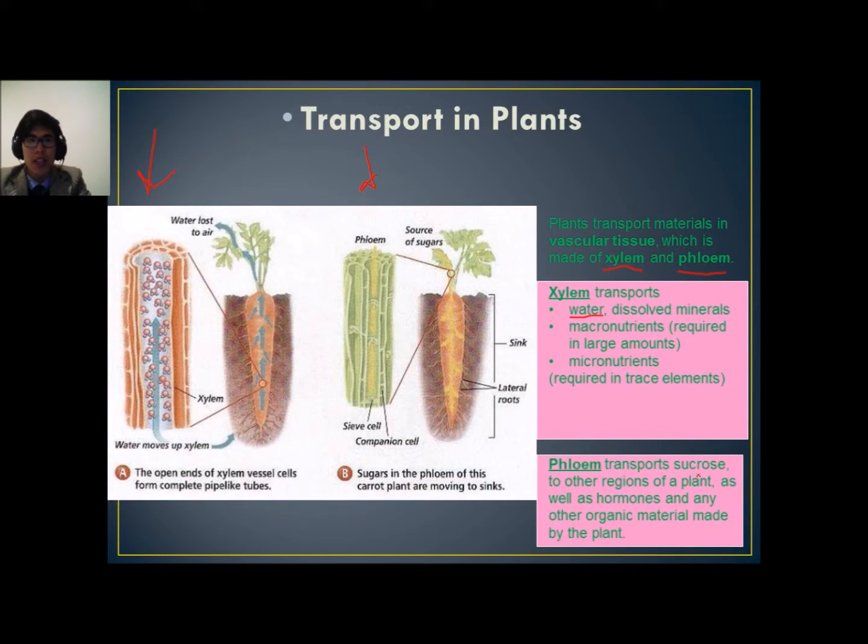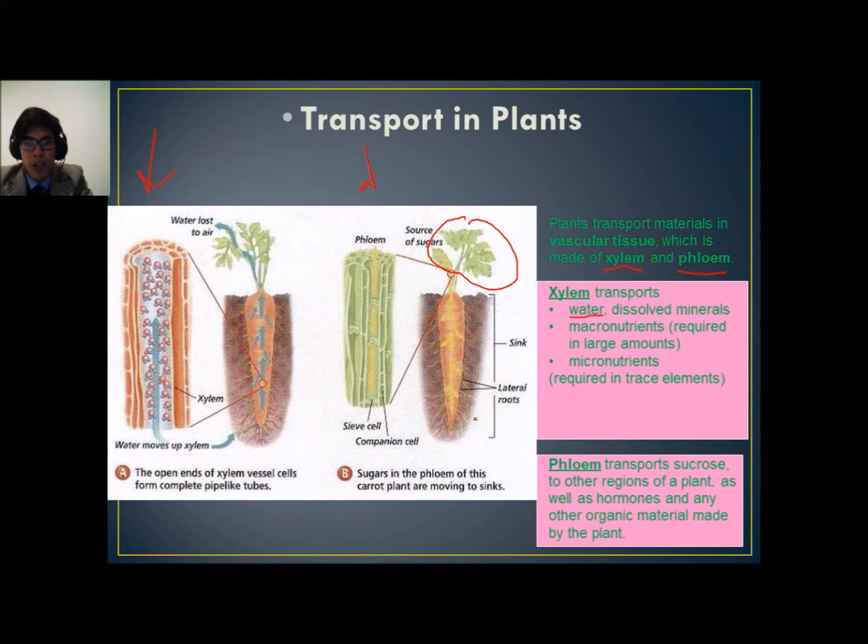So sucrose is what the plant makes as usable energy. After cellular respiration, okay, you get a sugar in the form of sucrose, as well as other hormones and other organic plant material. So here you go. This is the phloem, and all these sugars can be made in these leaves, because these leaves here are all photosynthesizing.